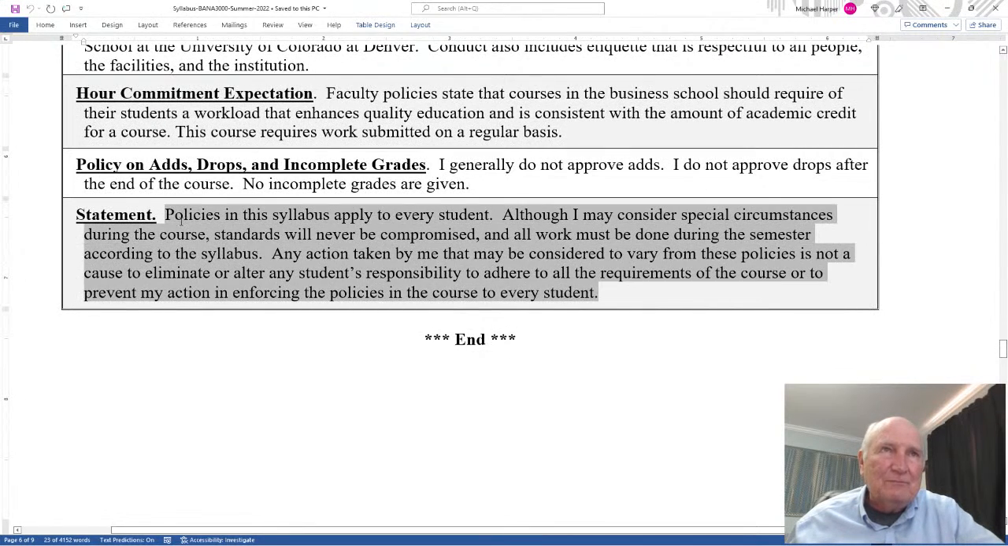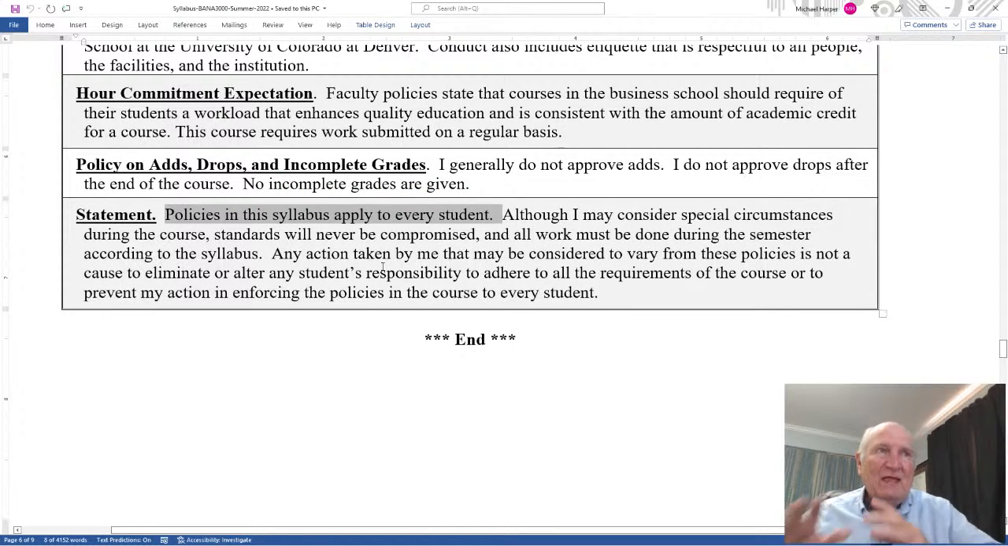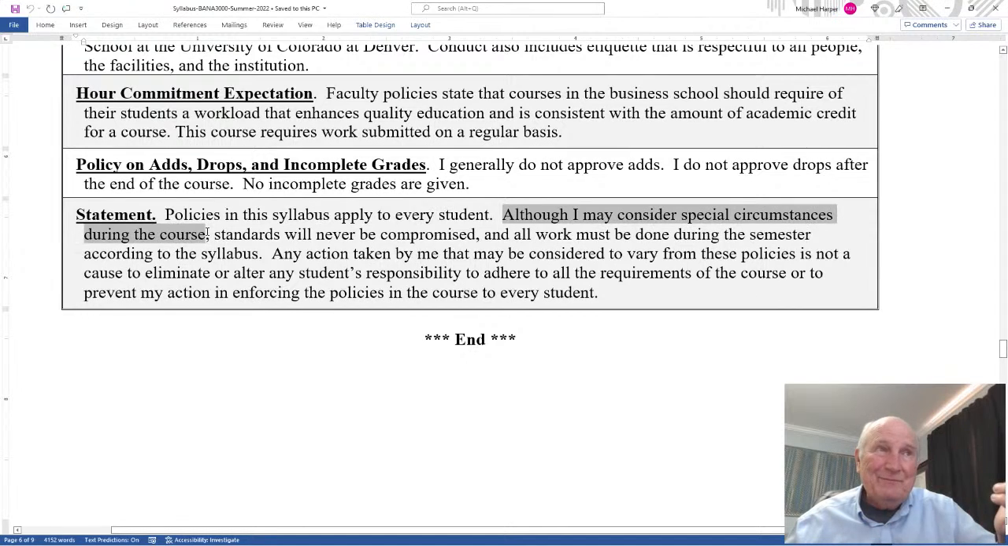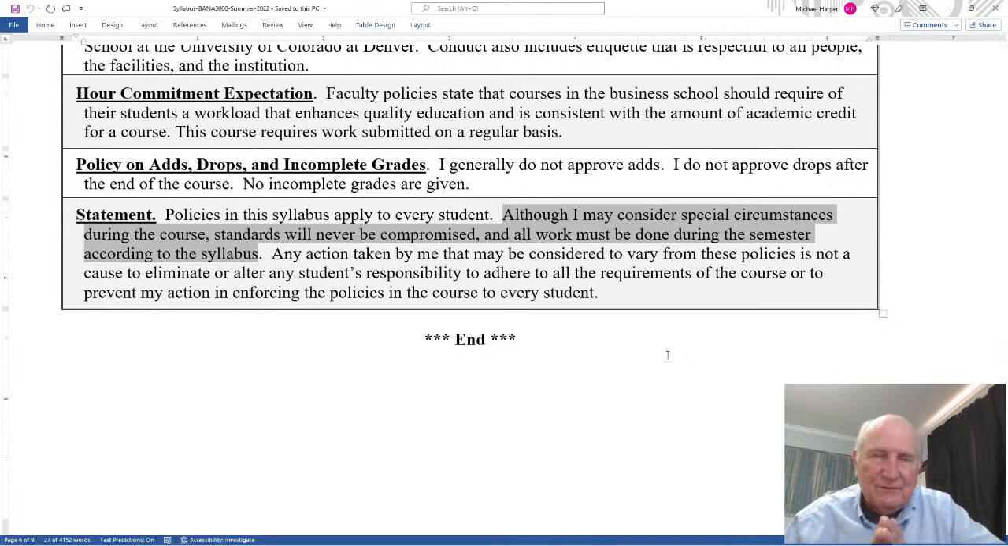The final statement in my part of the syllabus. Policies in this syllabus apply to every student. Again, that's very strict for me. The policies apply to everyone equally. Although I may consider special circumstances during the course, like email instead of PDF, standards will never be compromised, and all work must be done during the semester according to the syllabus. That's strict. So there's flexibility somewhere, but some places are not flexible. You follow the rules. I follow the rules. They have to be done this way. If you don't submit it, you get a 0. I'm not going to accept it later.